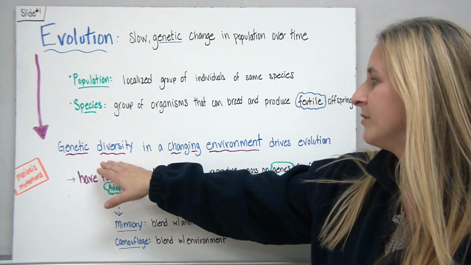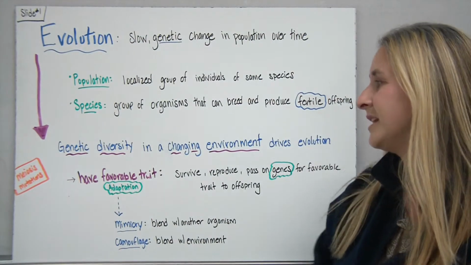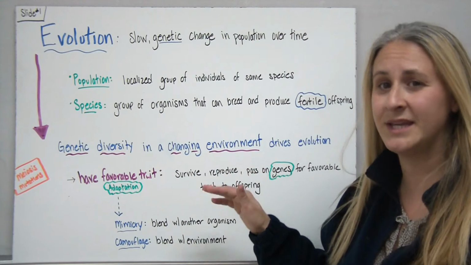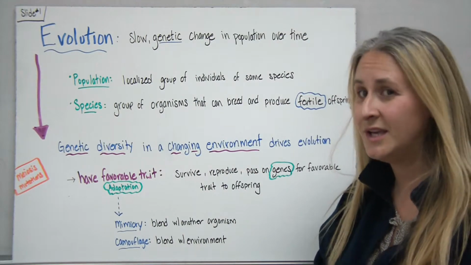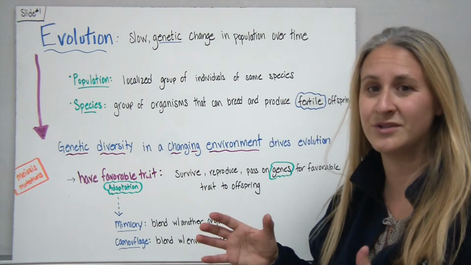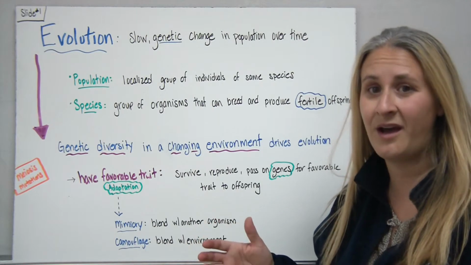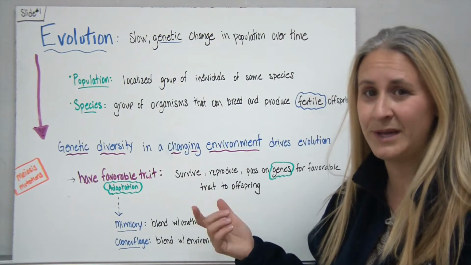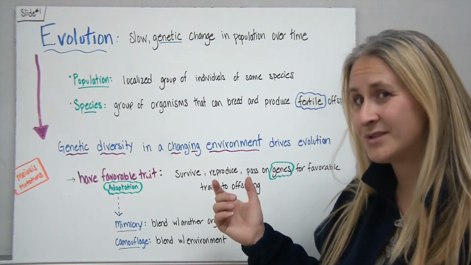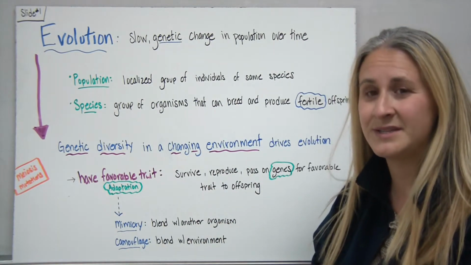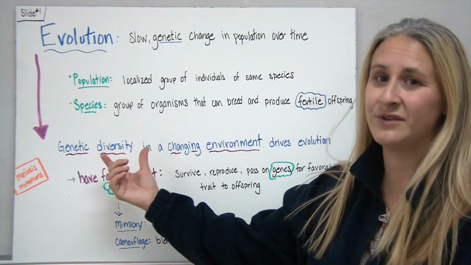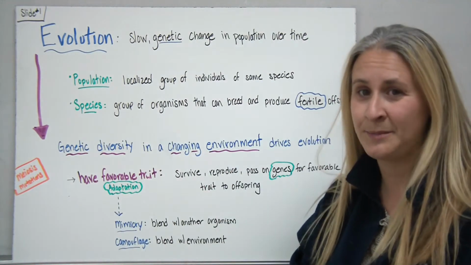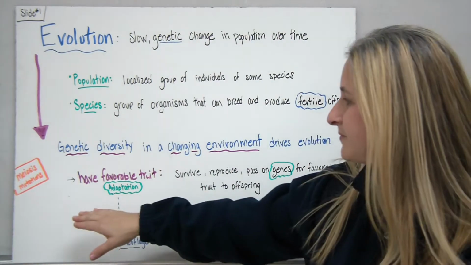When we talk about evolution, we talk about something called genetic diversity. And really, we're looking to have genetic diversity in a changing environment, and that's what truly drives evolution. If we have diversity in our DNA or our genetics, we can actually allow evolution to occur at a faster rate, and it allows species to avoid extinction, because if they have different features, different genes or DNA, they have the ability to adapt to the environment more efficiently.